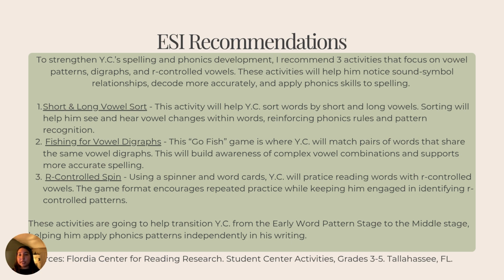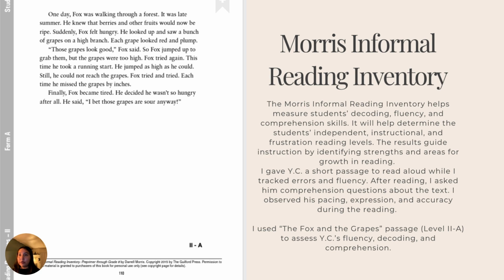After assessing his spelling and phonics, I wanted to see how he performs when reading full passages. So next, I'll discuss the Morse informal reading inventory. The Morse informal reading inventory measures decoding, fluency, and comprehension. I used the passage called "The Fox and the Grapes" to evaluate his word accuracy, pacing, and understanding. It will help me identify his strengths and areas of growth in reading.